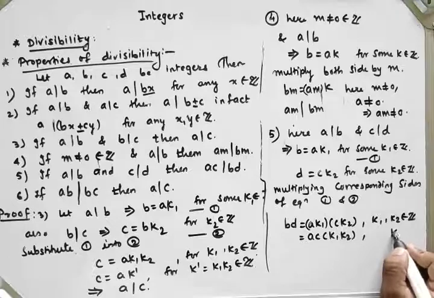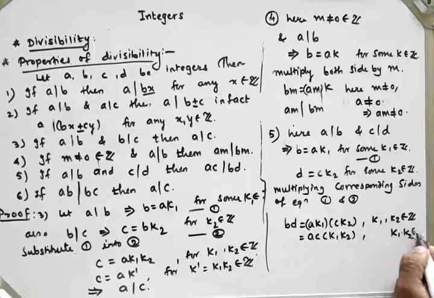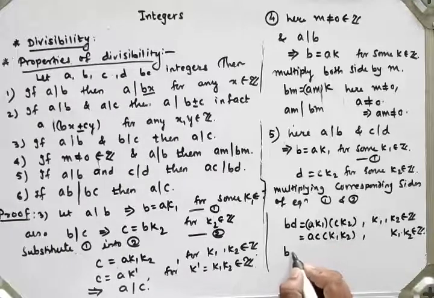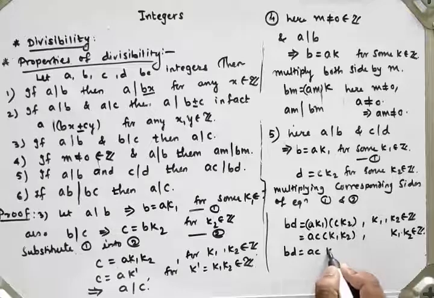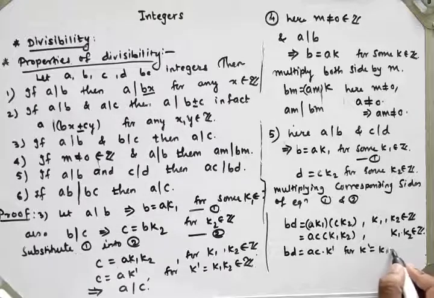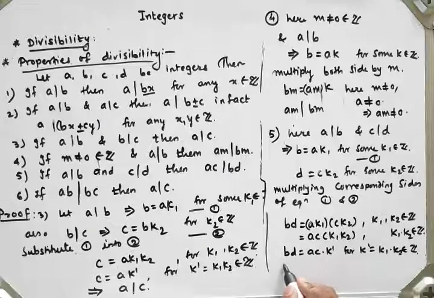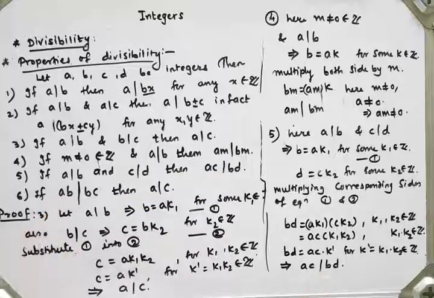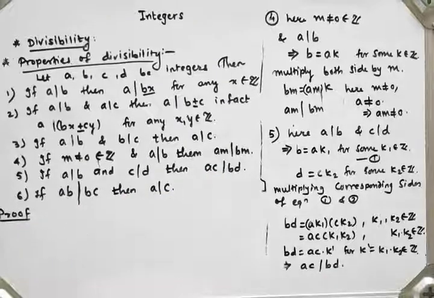Then k1 into k2 again belongs to the set of integers. So I will write k1 k2 as k dash. So b into d is equal to ac into k dash, for k dash equal to k1 into k2 belonging to the set of integers. Then by using the definition of divisibility, we say ac divides bd. Hence the property.